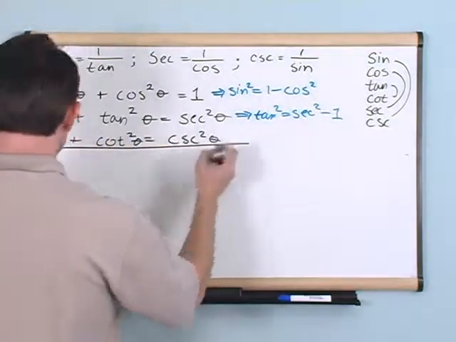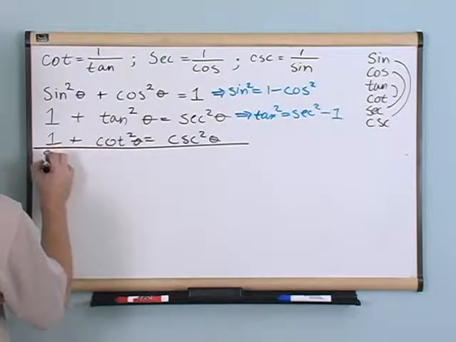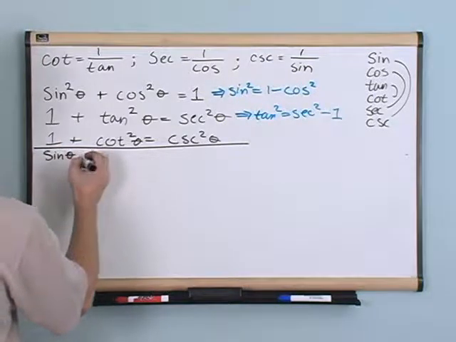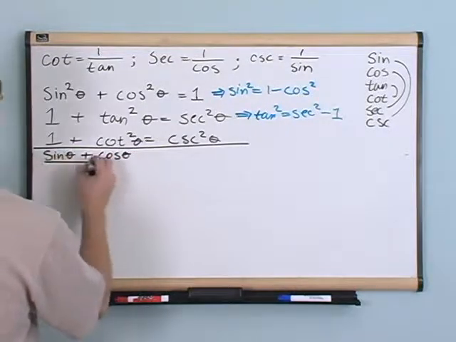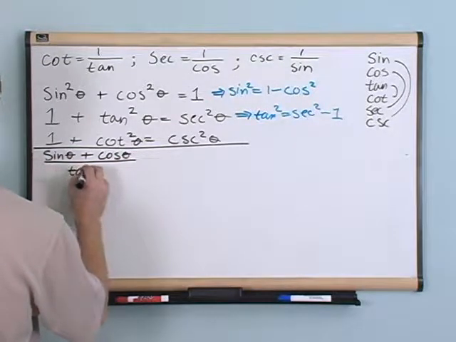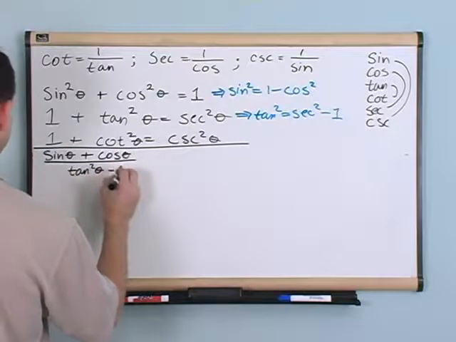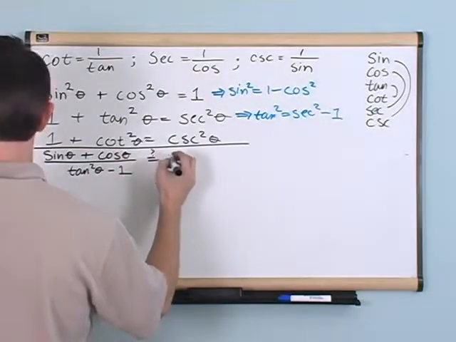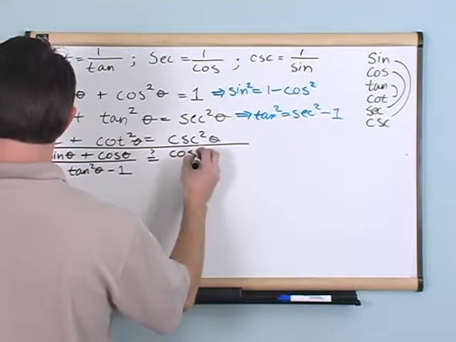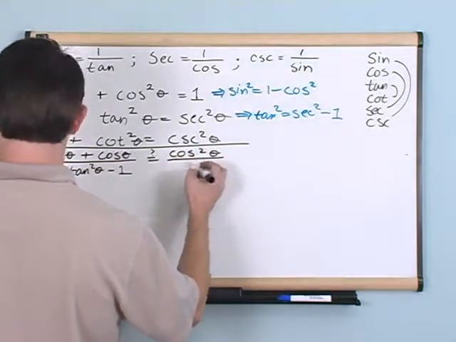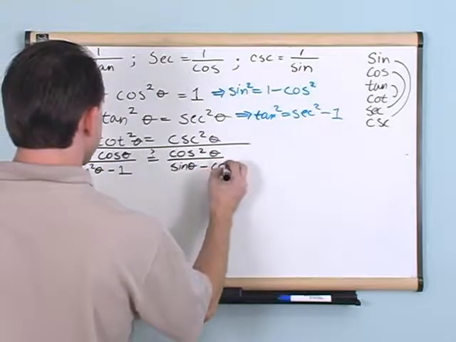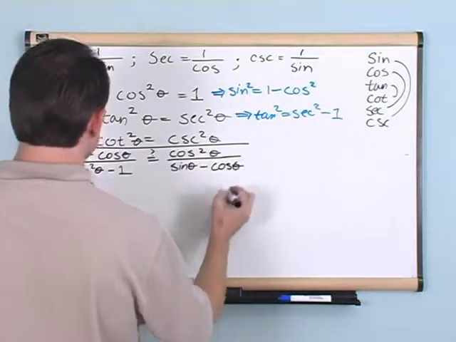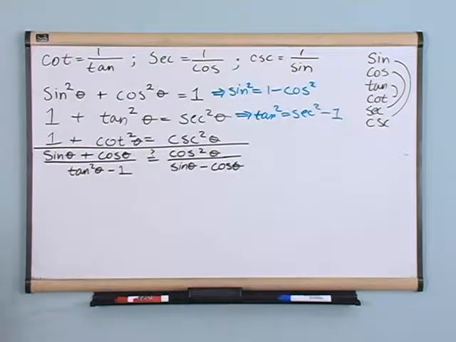What if I had sine of theta plus cosine of theta over tangent squared of theta minus 1 equals question mark, cosine squared theta over sine theta minus cosine theta. So this is sort of a graduate level problem here. See if we can figure out how to do this.